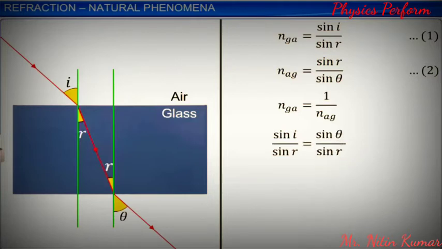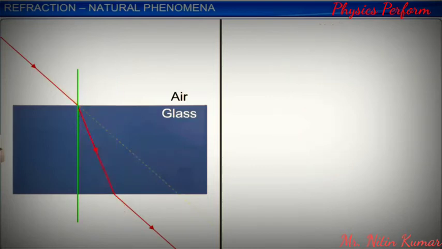This means the emergent ray is parallel to the incident ray, and hence there is no deviation for the incident ray. But note that the light ray has displaced laterally from its original path. The perpendicular distance between the incident ray and the emergent ray is known as lateral shift. The value of lateral shift depends on certain factors like angle of incidence, thickness of the glass slab, refractive index of the medium, and wavelength of the incident ray.